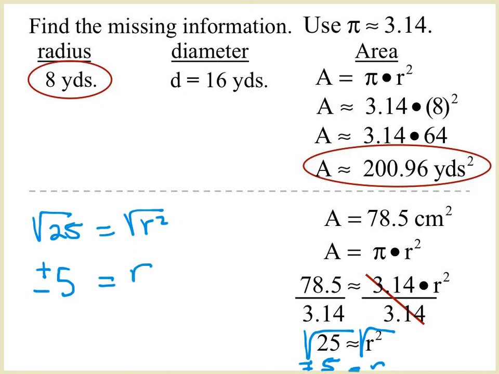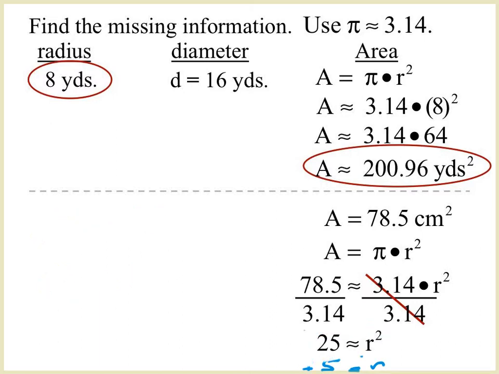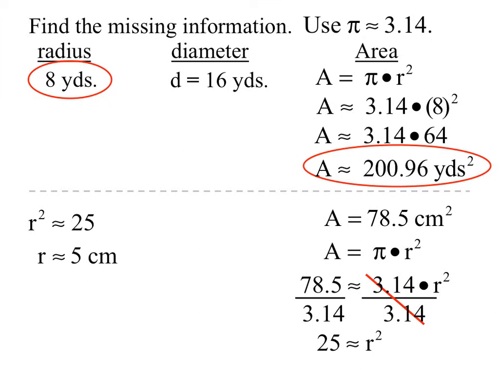But I can't use a negative measurement, so I'm really only going to end up with positive 5 as my radius. And then if I know my radius is positive 5, then I could figure out my diameter. My radius is 5, so my diameter would be 10 centimeters. Okay?